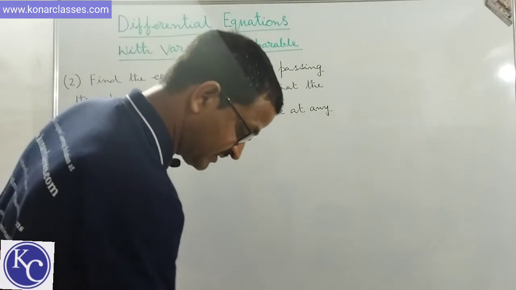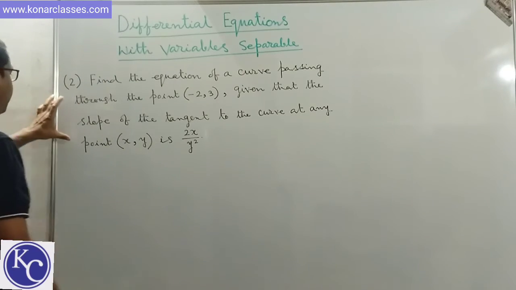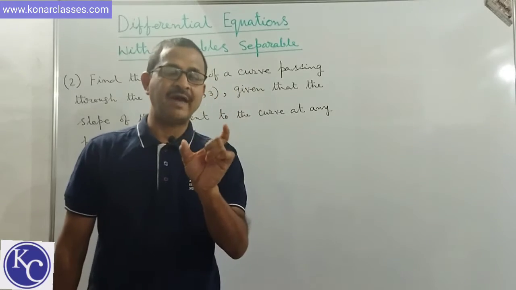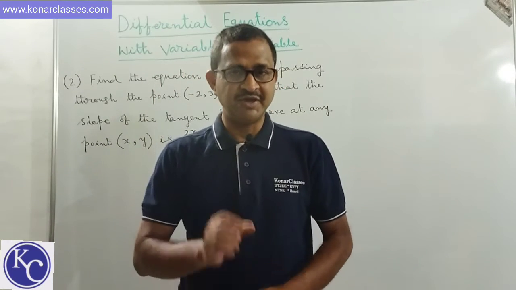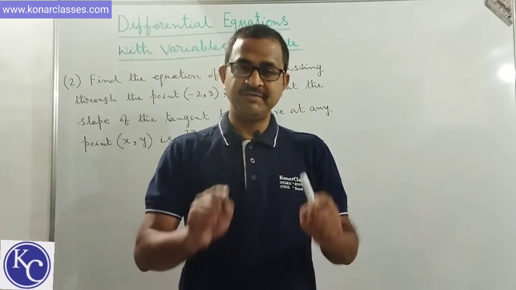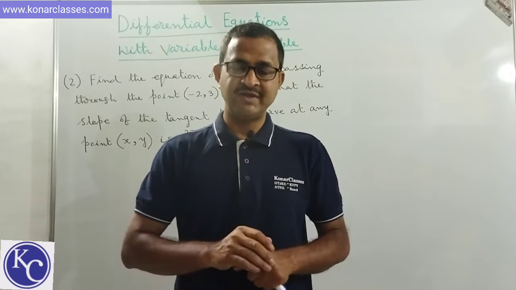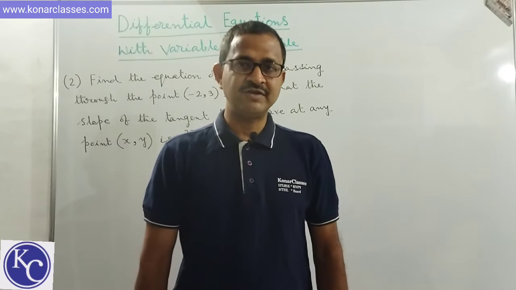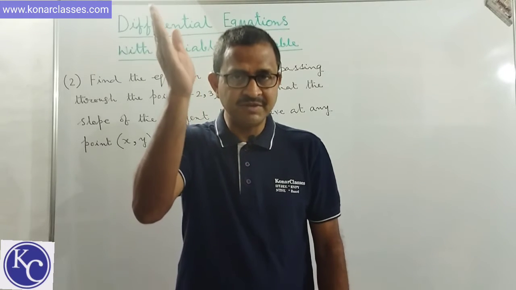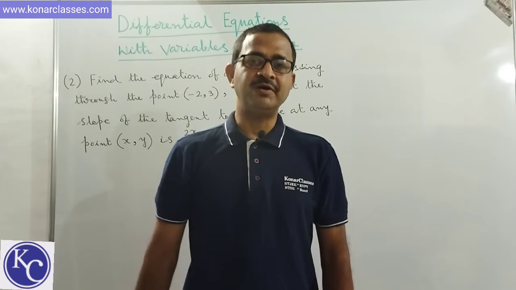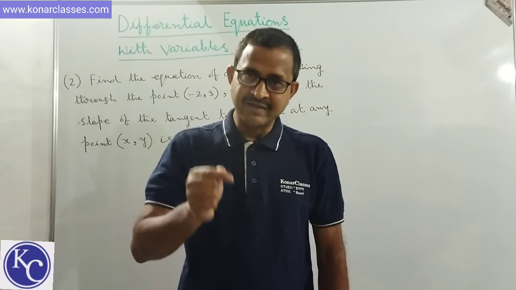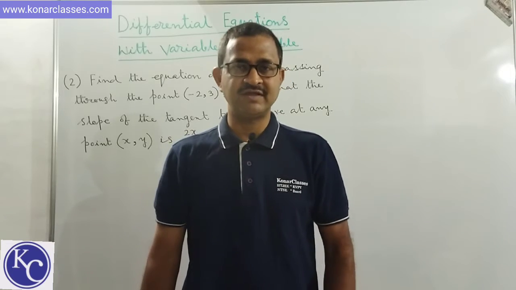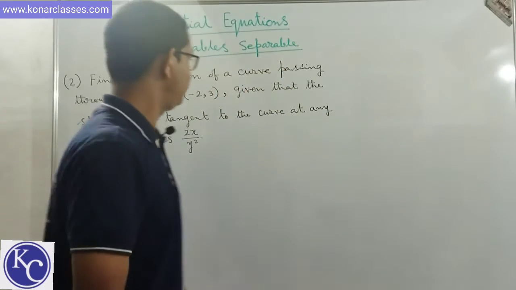Let us first understand what is actually meant by the slope of a curve. If you recall, when we discussed the applications of derivatives, there we understood one point. If there is a curve y equal to f(x), then at any arbitrary point (x, y), what is the slope of that curve? That means if you draw a tangent at that particular point to the curve, the angle that tangent makes with the positive direction of x-axis, that is denoted by dy/dx.